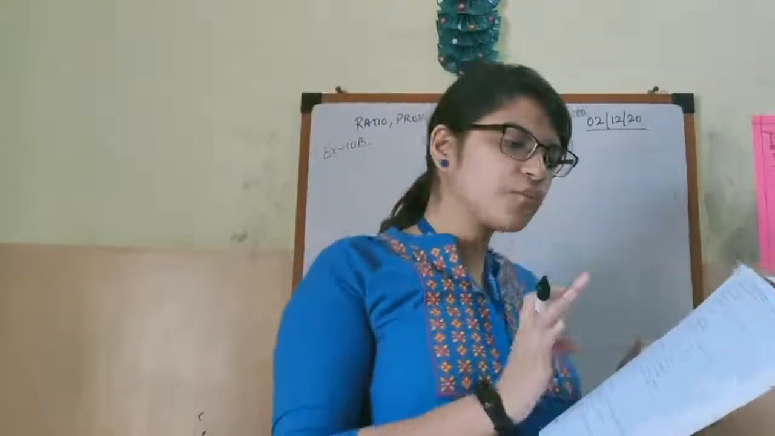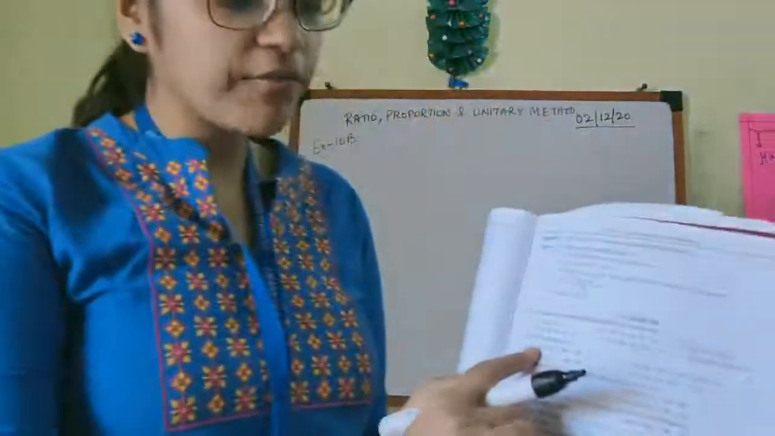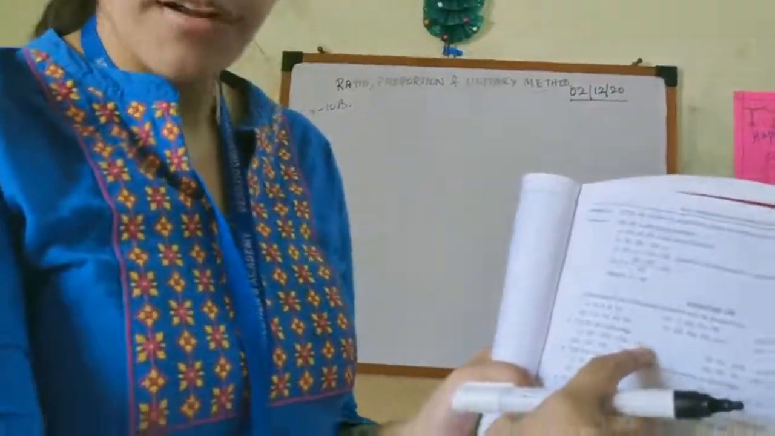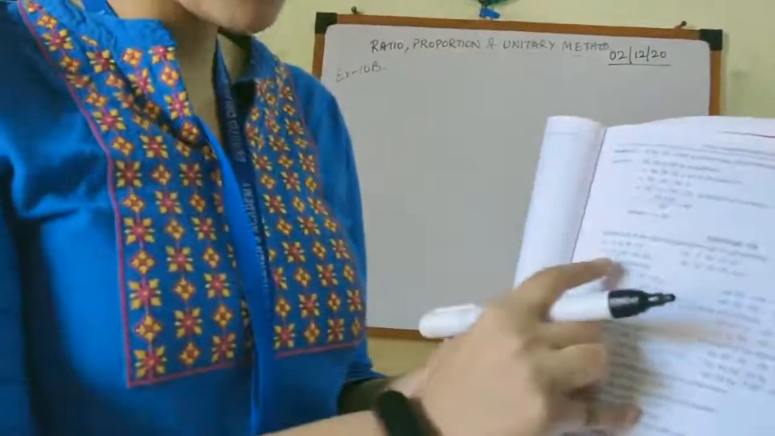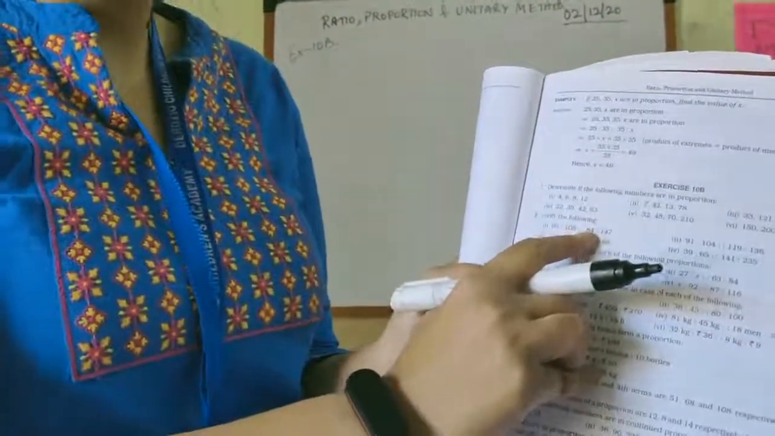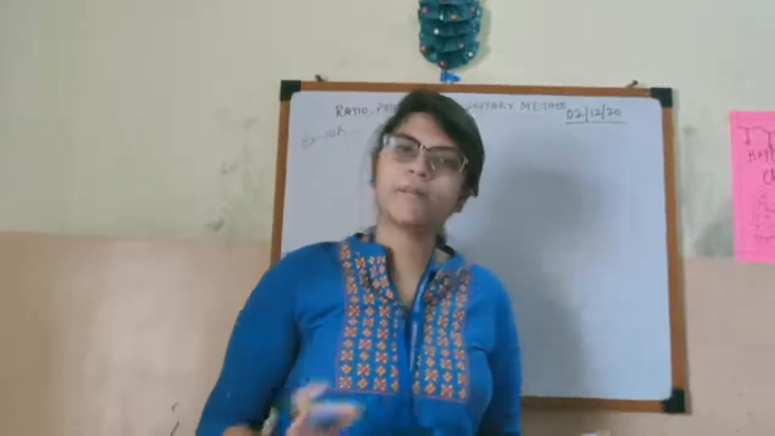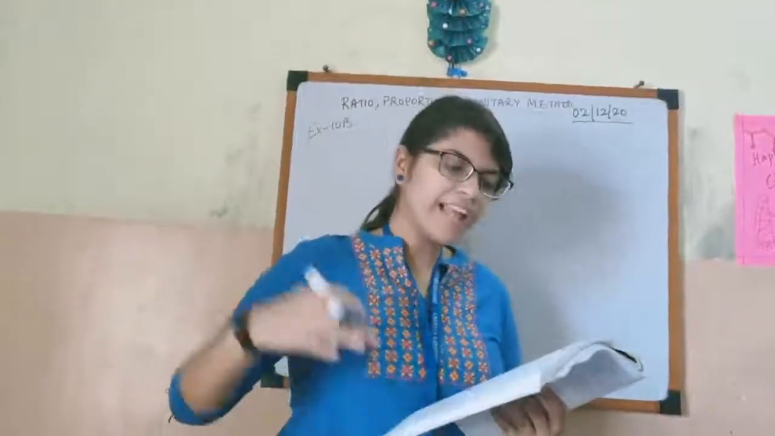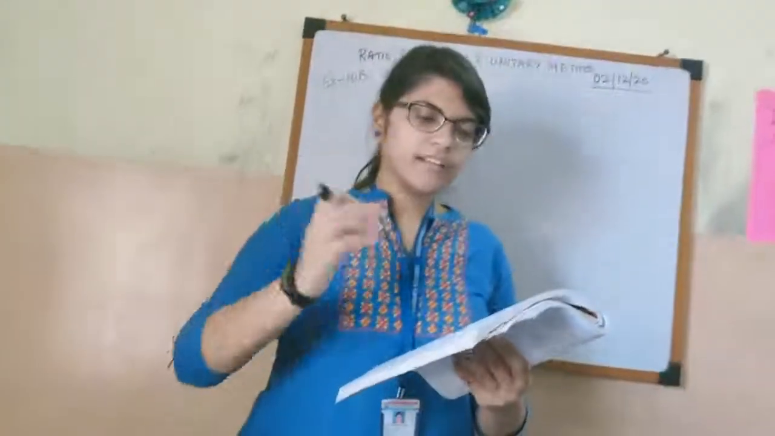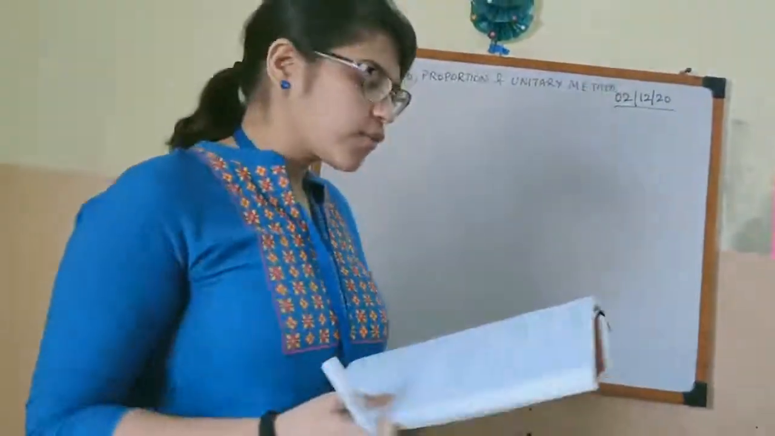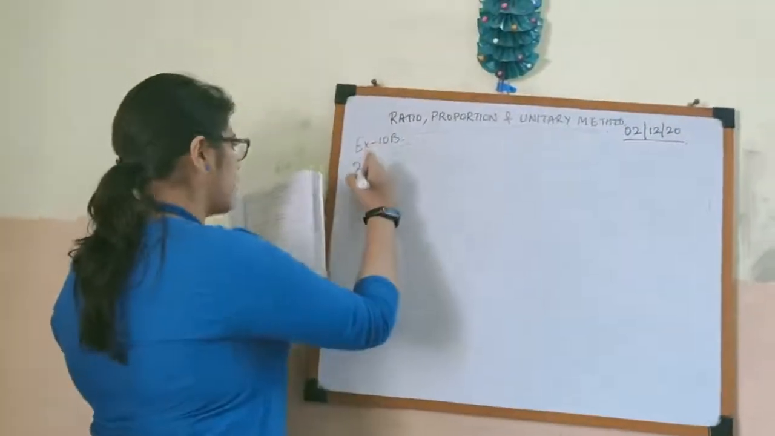So in order to prove it, you will first multiply the first term with the last term. You will get something. Also you have to multiply the second term and the third term. So you will get the same result in all the sums for sum number 2. So then you will write that hence it is verified that they are in proportion. Okay. So now let us move on to sum number 3.